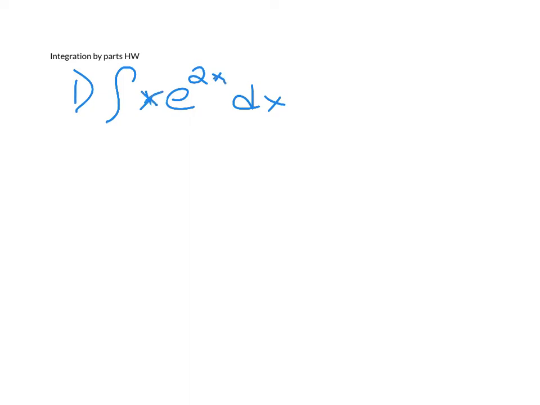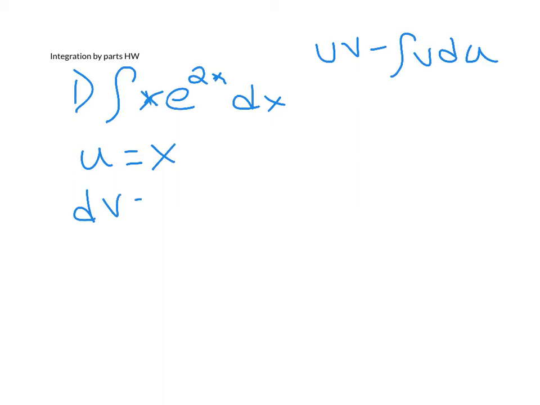When you're doing integration by parts, remember your formula says that the integration of u dv is equal to uv minus the integration of v du. So you have to assign values for u and v. In here, I usually let the u be the x term. That usually makes it easiest. That means dv is the other part of it, so in this case your dv would be e to the 2x dx.